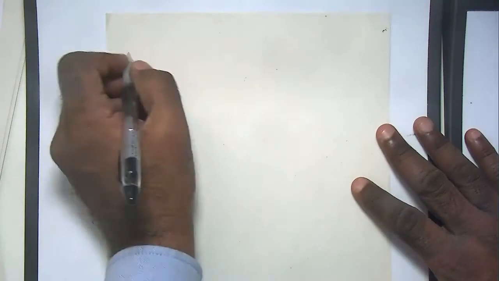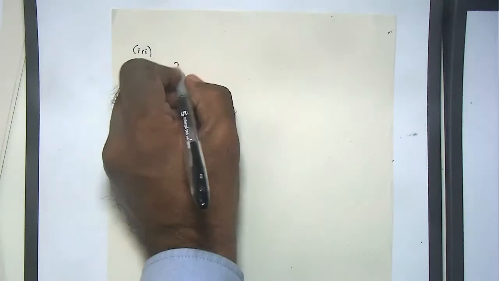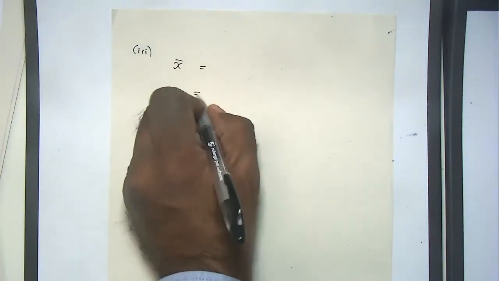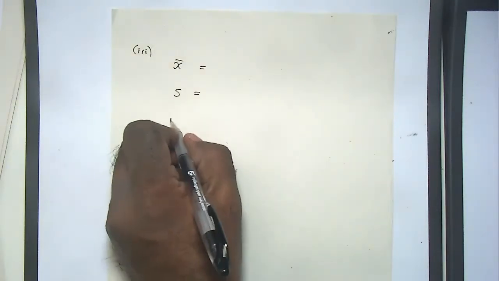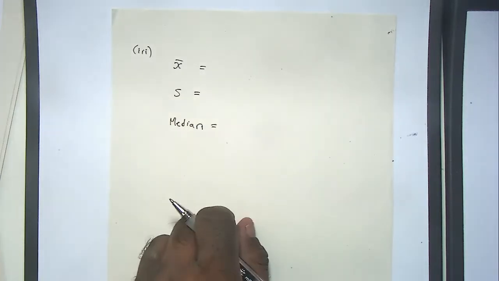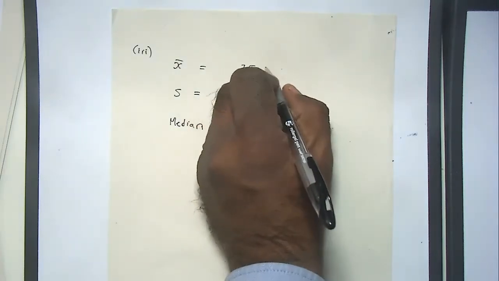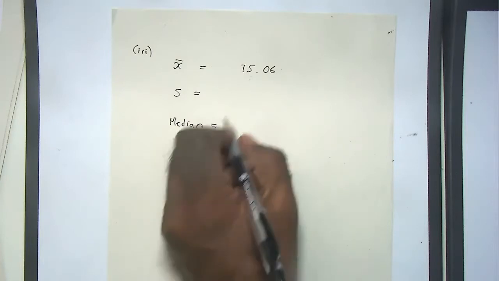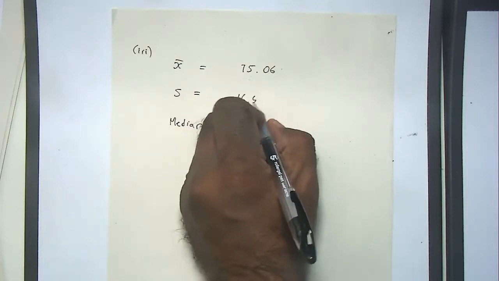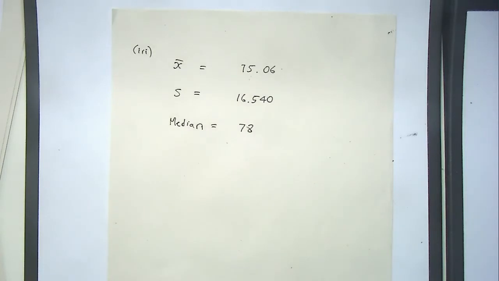Part 3 is part 3 of the same question. It is to compute the x bar and the s and the median. Right, and for this data, x bar is equal to 75.06, s is 16.540, and the median is 78. So what can you tell about the distribution?